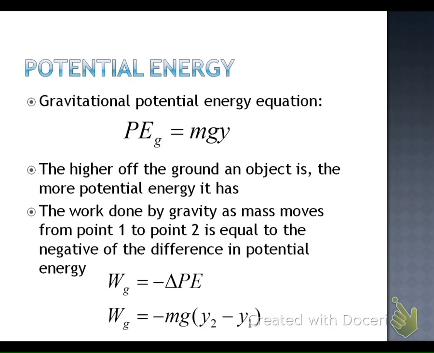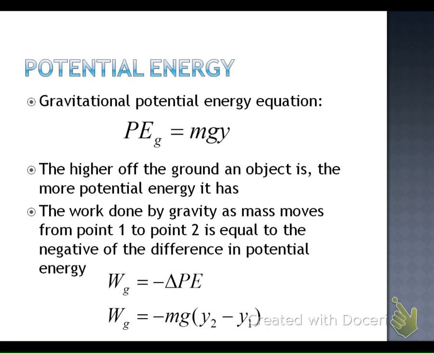So here's our work done by gravity equation right underneath there. Work done by gravity is equal to negative delta PE, negative delta potential energy. Why do you think it's negative? Yeah, it's going down. Work by gravity will always be going down. So we just do negative delta PE.